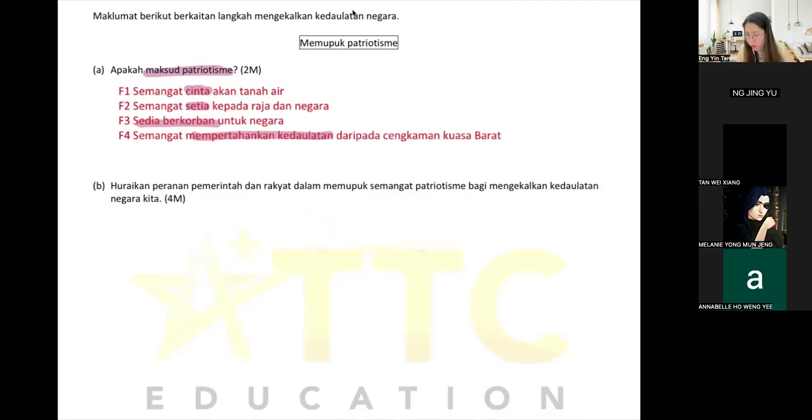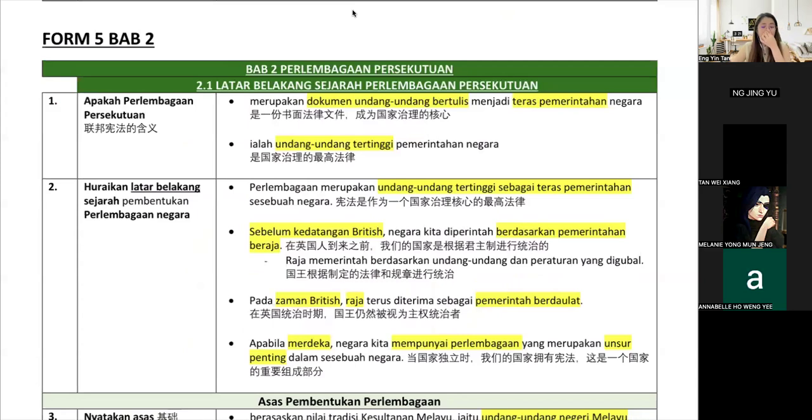So everybody, right now, let's look at chapter 2, shall we? Let's jump to your nota here. Okay, I'm going to focus on 2.3 and 2.4. 2.1 and 2.2, I will just briefly go through, because 2.1 is talking about the latar belakang, and 2.2 is talking about the timeline.